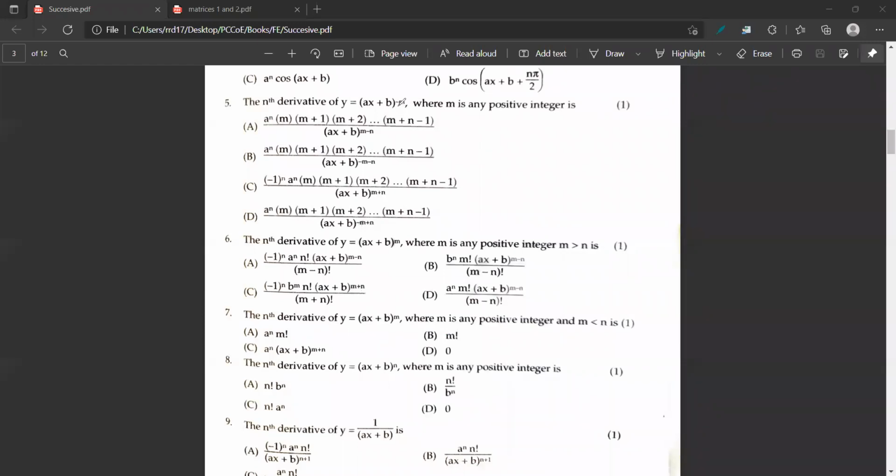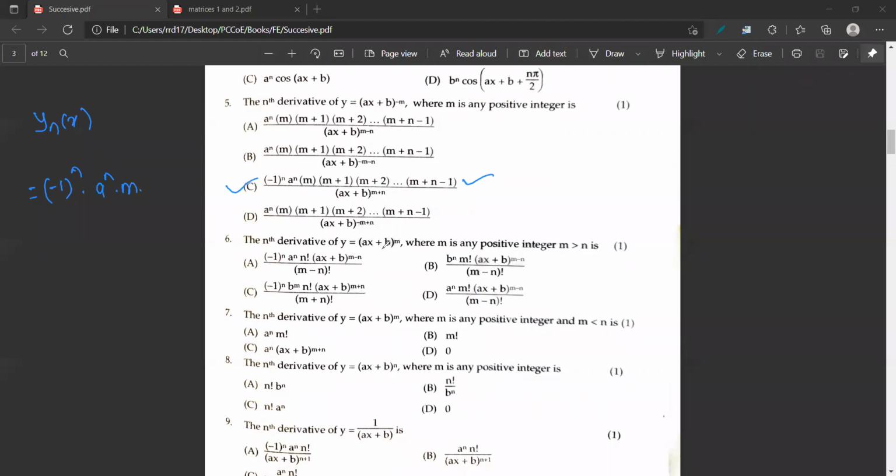So we have seen ax plus b raised to minus m. For y of x, we have seen that minus 1 always comes in this, right? So we get minus 1 raised to n into a raised to n into m into m plus 1 till m plus n minus 1, divided by ax plus b raised to m plus n. So this is your answer in this case. Understood?